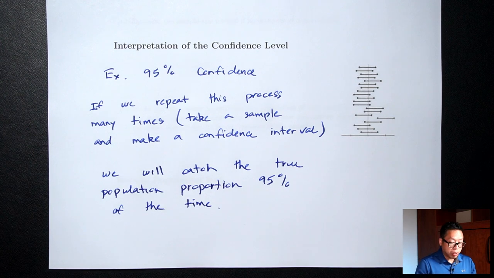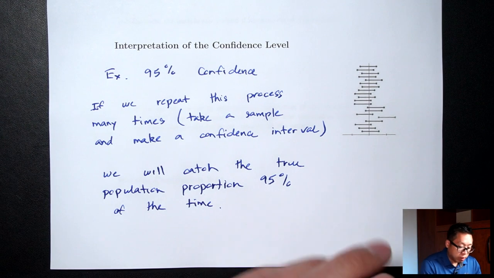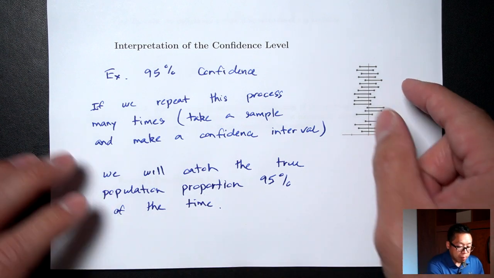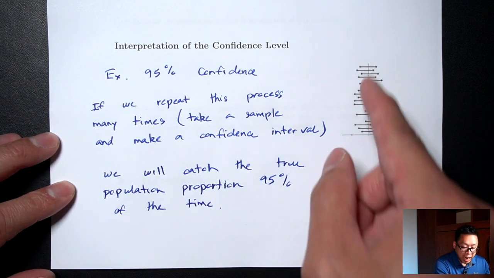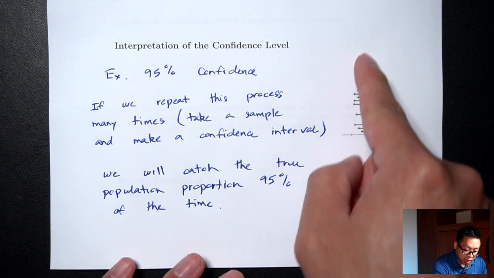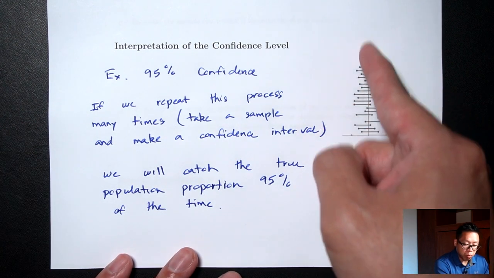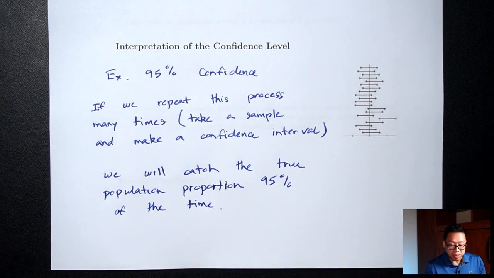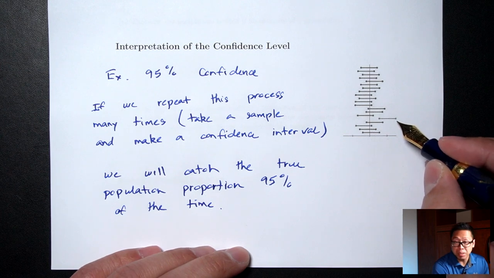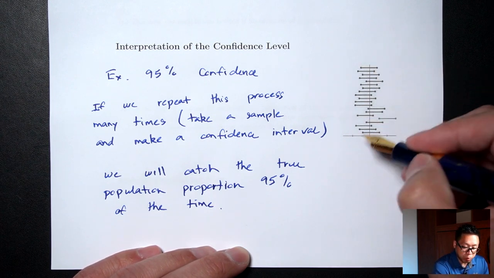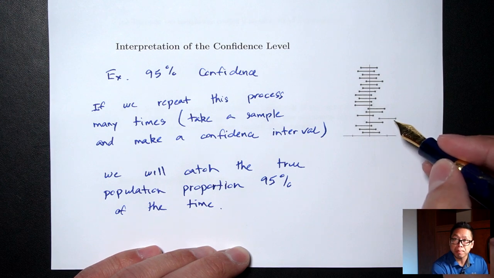Which is what this picture here is trying to illustrate. The vertical line represents the true population proportion. And notice that most of these intervals catch the true population proportion in the middle. So 95% of the time, the confidence intervals will catch the true population proportion, which means that 5% of the time, you are going to get an interval that misses, which is what this one represents here. It doesn't have the true population proportion in the middle.